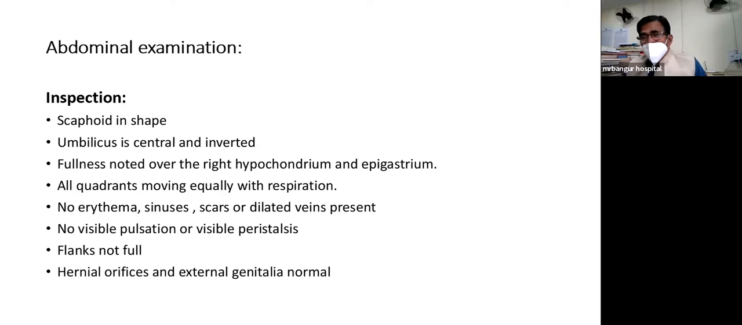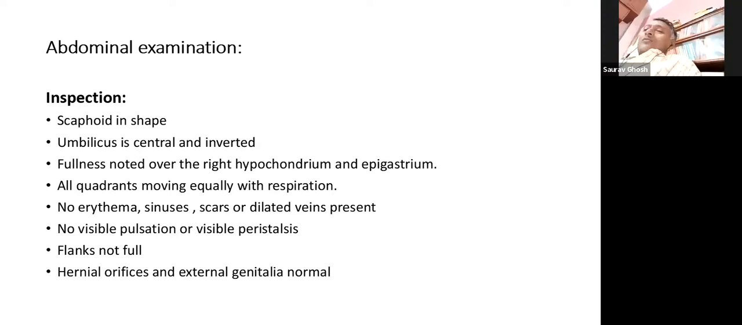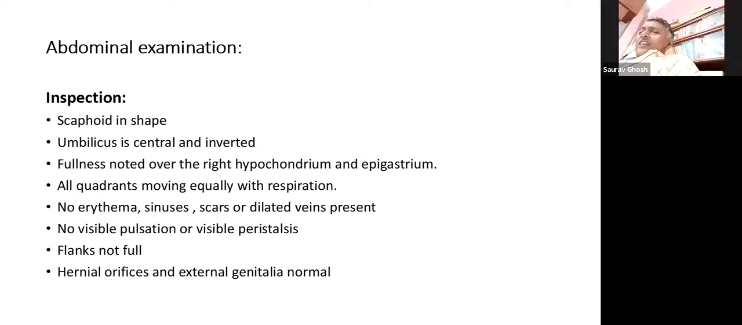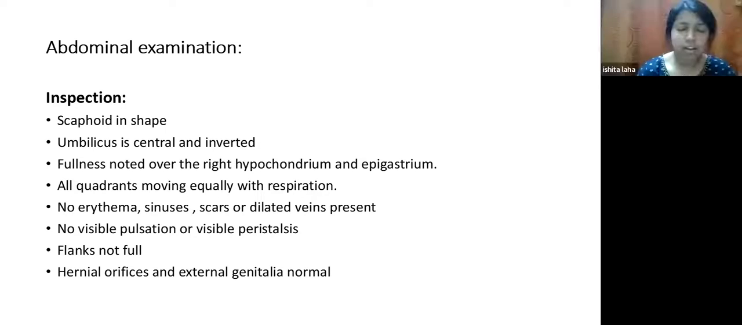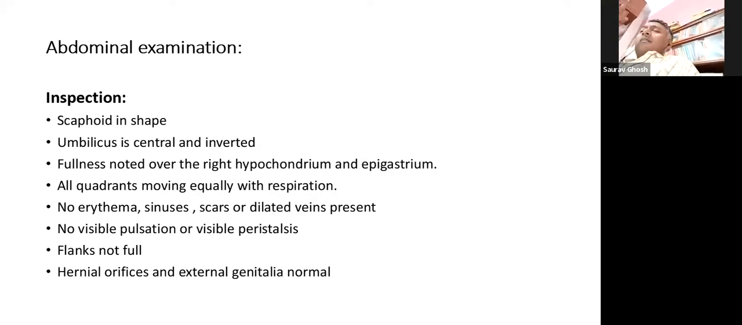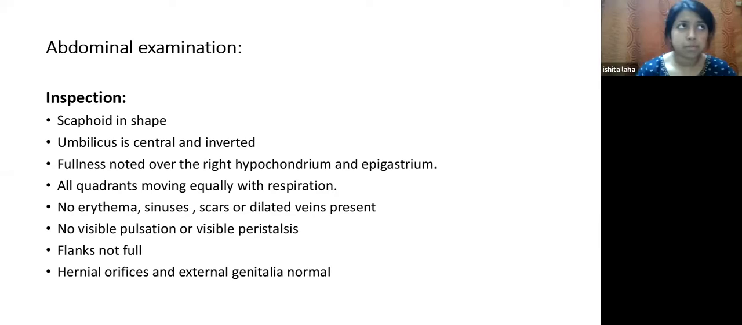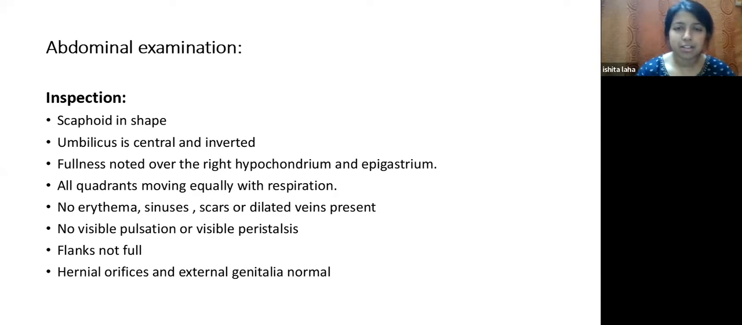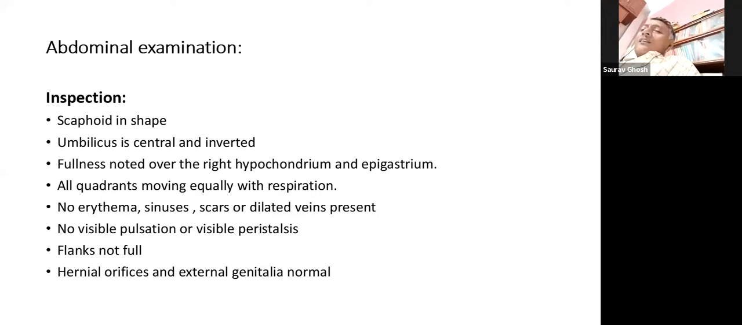Sir, adenosquamous. No. Cholangiocarcinoma, intrahepatic cholangiocarcinoma. Then cholangiosarcoma is also there. Which is the commonest primary malignancy of the liver in children? Hepatoblastoma. Okay. So these are also possibilities.